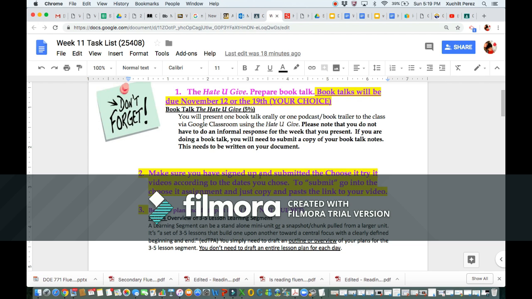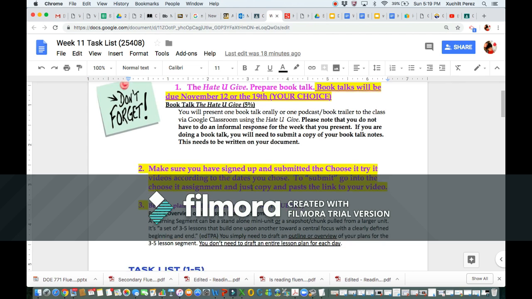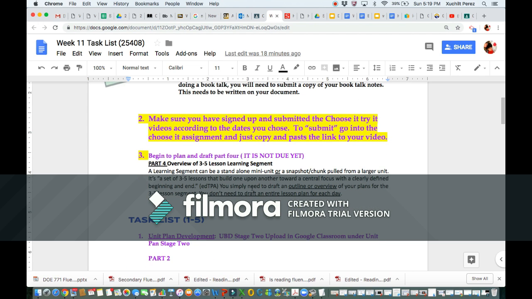And again, to submit, go into the Choose It assignment and just copy and paste the link to your video. And the actual write-up is also in that link where it says uploads. So for this week, I also want you to start thinking about and starting to draft part 4 of the unit plan. Part 4 is where you're actually segmenting the lesson. So it's the 3 to 5 lesson learning segment.